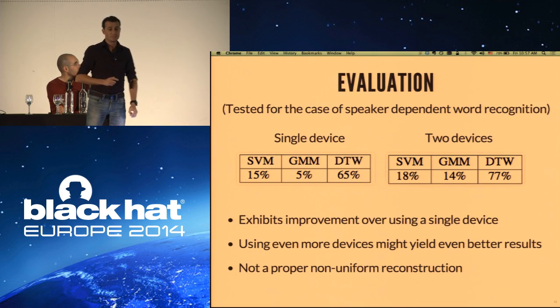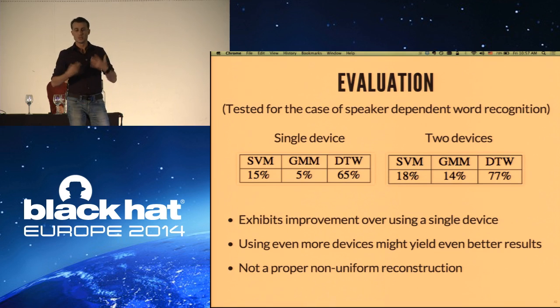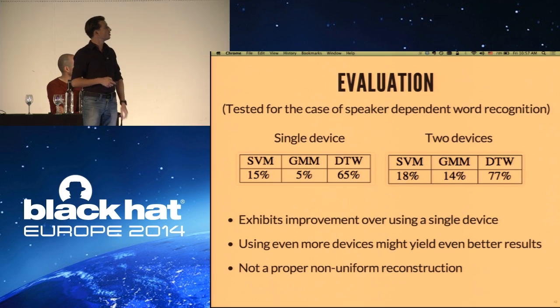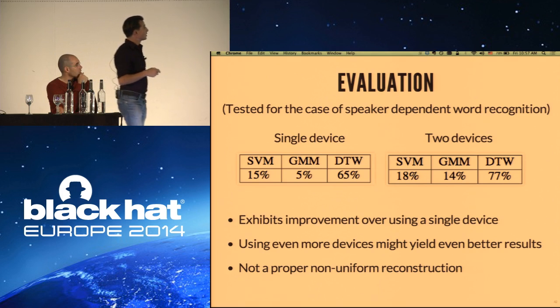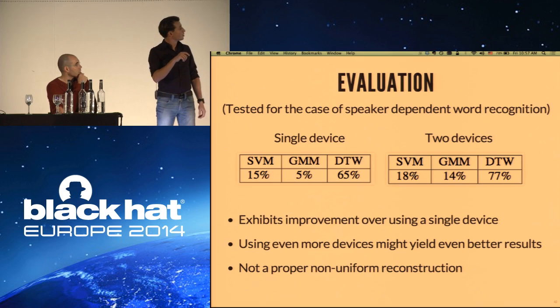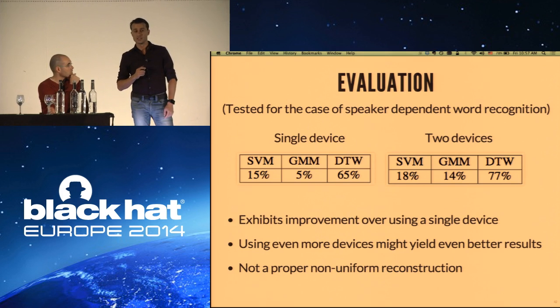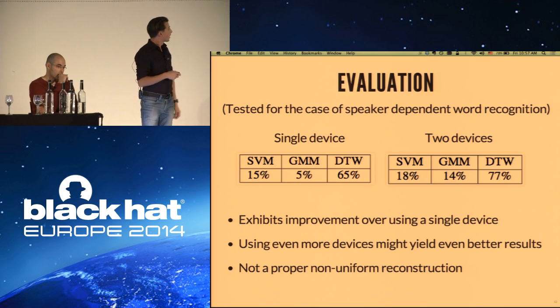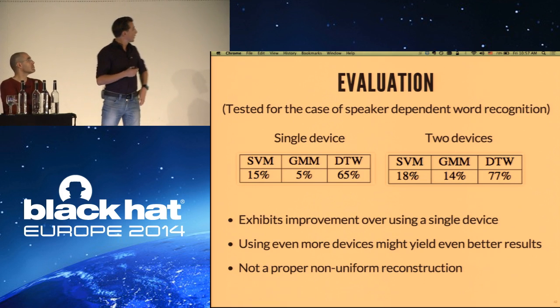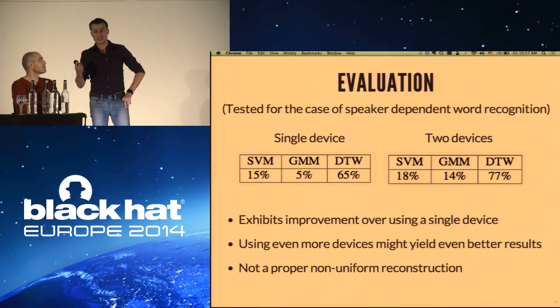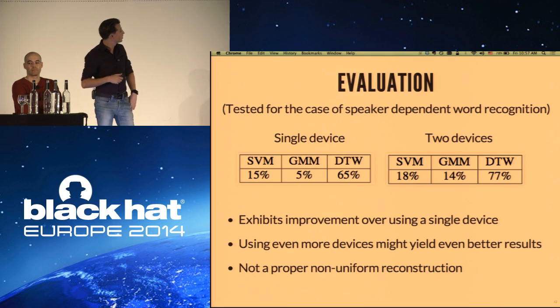Surprisingly, or maybe not surprisingly, we have more information in this feature vector, and we managed to obtain significantly better results. Whereas with the single device for speaker-dependent identification we obtained 65% recognition, we managed to obtain 77% successful identification with two devices. So we have an improvement over the single device case. And we hypothesized that by using more devices, we can increase the performance even more. That's yet to be tested.